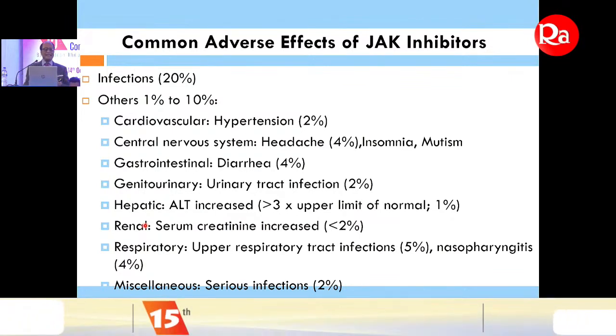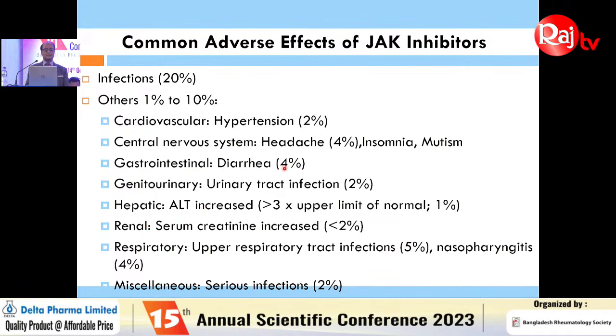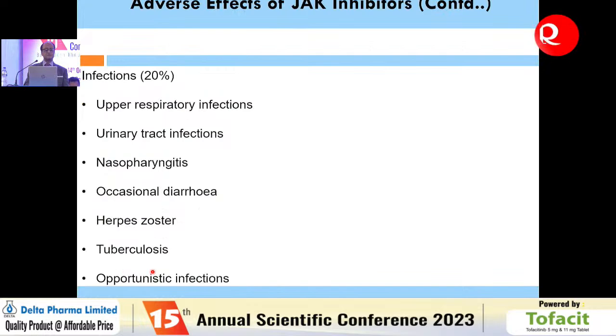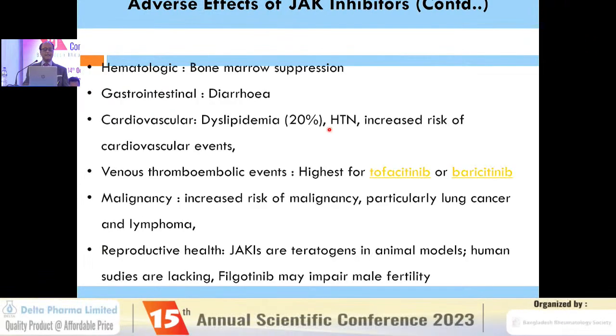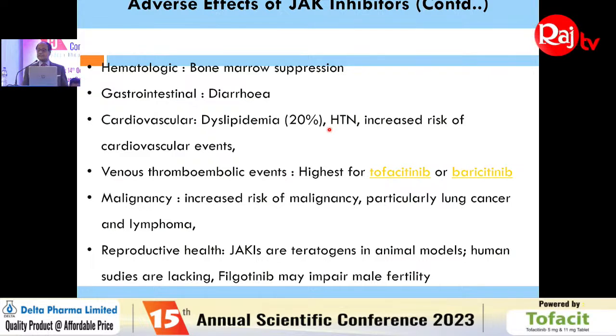Other adverse effects are 1 to 2%: cardiovascular, central nervous system, GI, genitourinary, hepatic, renal. Look, ALT increased more than 3 times, serum creatinine, respiratory, and also serious infections may be there. What about all the infections? Professor Nazrul also showed it: upper respiratory infections, urinary tract infections, nasopharyngitis, occasional diarrhea, herpes zoster, tuberculosis, opportunistic infections. And there are more, I couldn't finish. Look, so many problems: hematologic bone marrow suppression, and cardiovascular dyslipidemia, hypertension, increased risk of cardiovascular events, venous thromboembolic events.